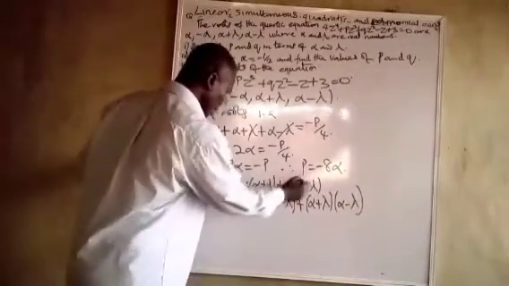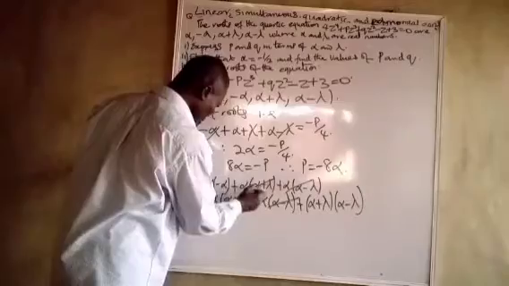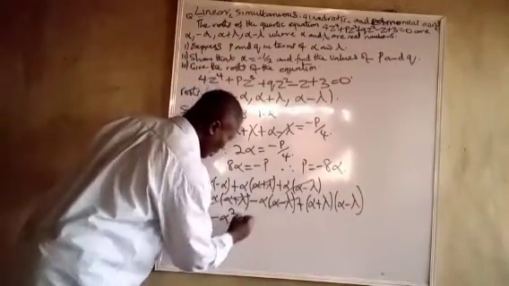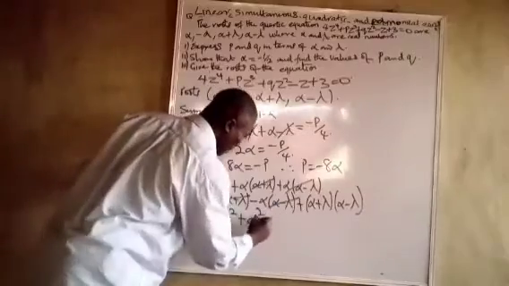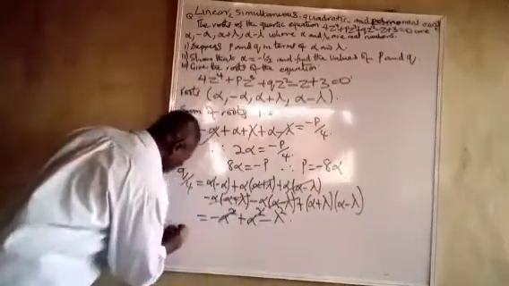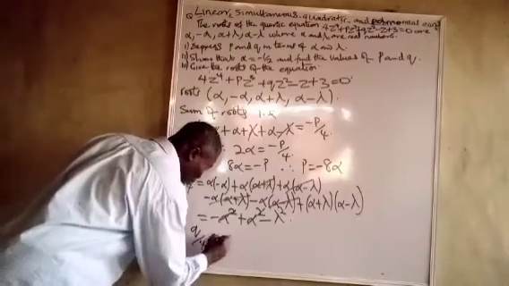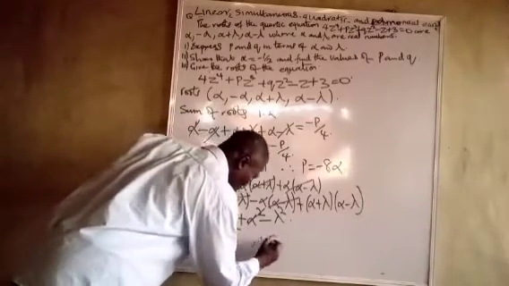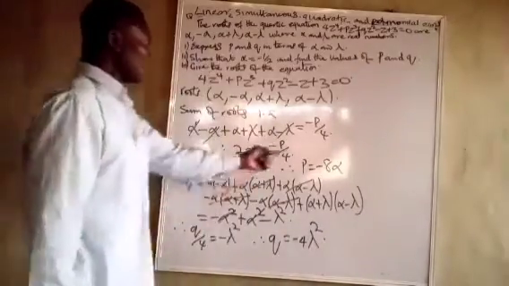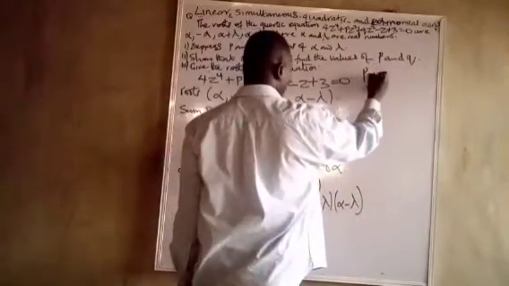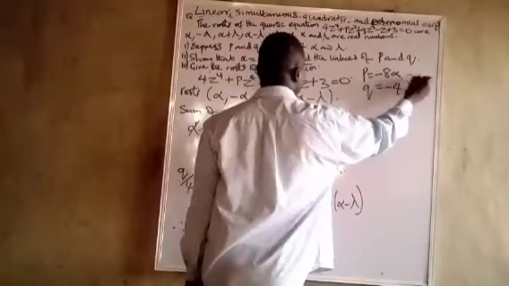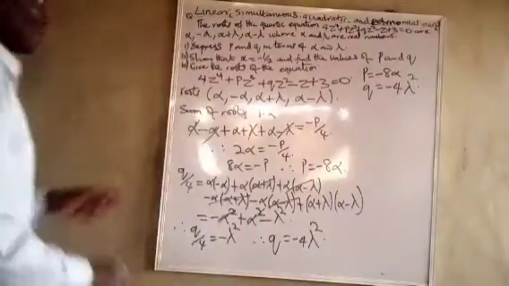Now let's look at it. This one and this one cancel out. This one and this one cancel out. So I'm now having minus alpha squared plus alpha squared minus lambda squared. So this one now cancels this. Therefore, q over 4 equals minus lambda squared. Therefore, q is equal to minus 4 lambda squared. So we have found our p to be equal to minus 8 alpha and our q to be minus 4 lambda squared. So that is for the first one. Now let's go to the second one.